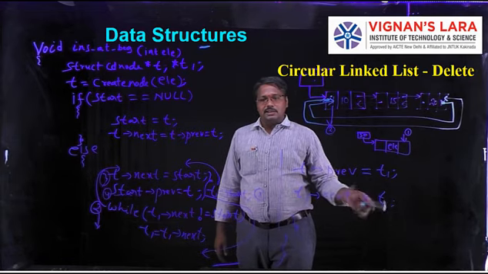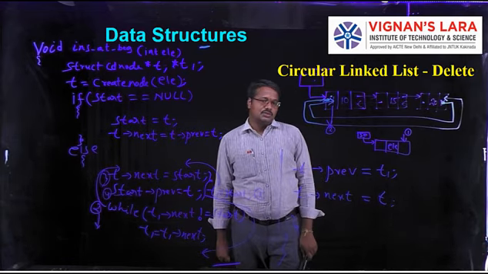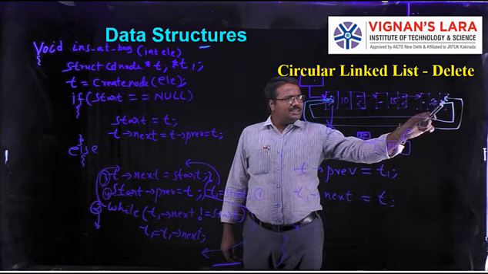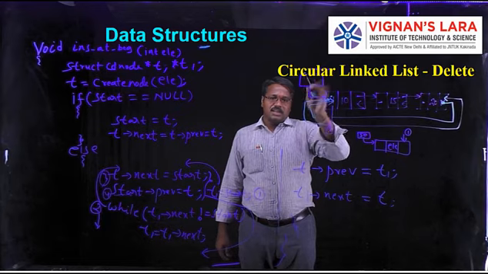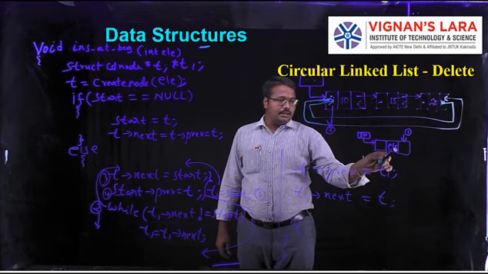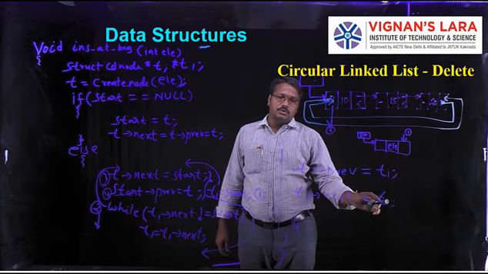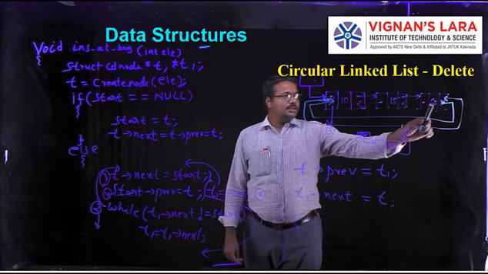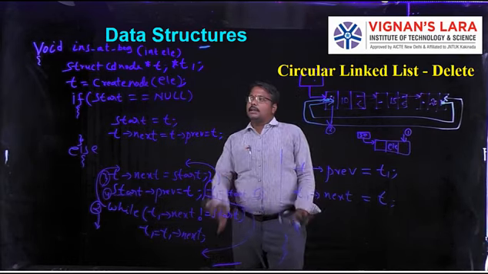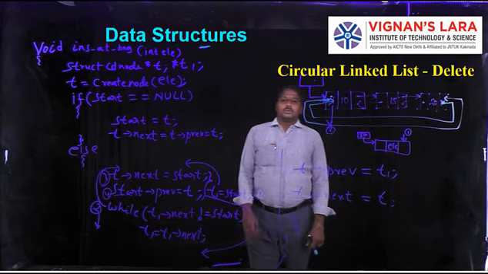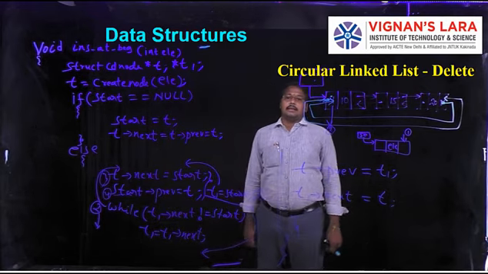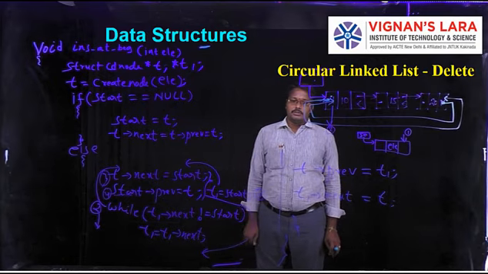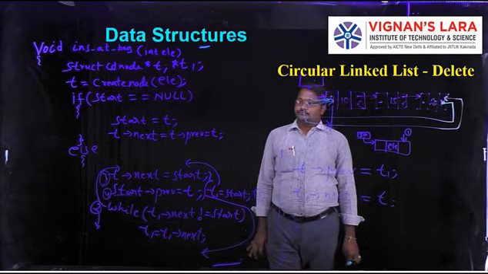Next, T1 of next is equal to T. T1 is nothing but the last node, and the last node next field consists of the starting node address. The starting node address right now changes, so the starting node address is in T. That's why I am assigning the T address to the last node next field. So this is the function to insert a new node at beginning position. Right? Thank you.